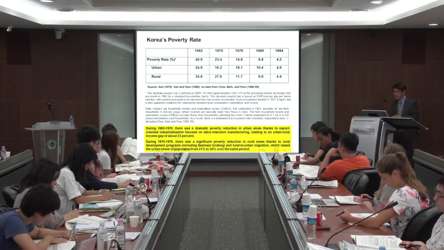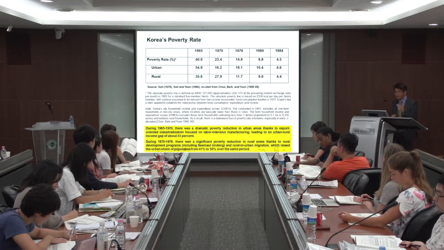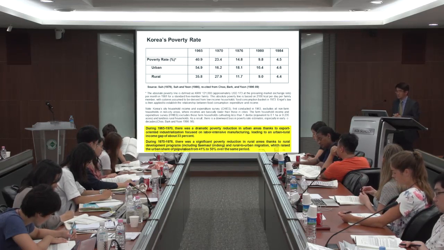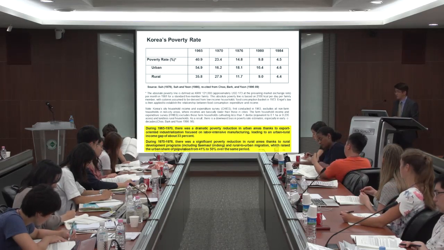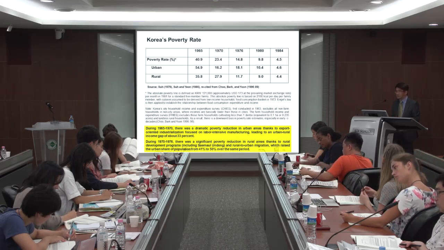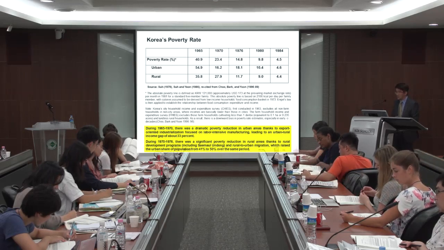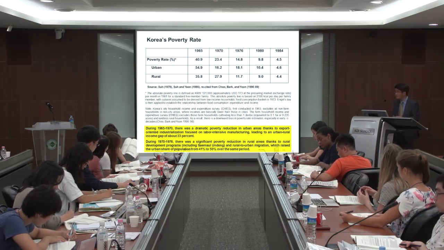But things changed quite dynamically over the next 20 years or so. In 1970, as you see, the poverty rate as a whole dropped to 23.4%. And the improvement was dramatic in urban areas as industrialization proceeded. So from 54.9% in 1965, it dropped to 16.2%. Okay?